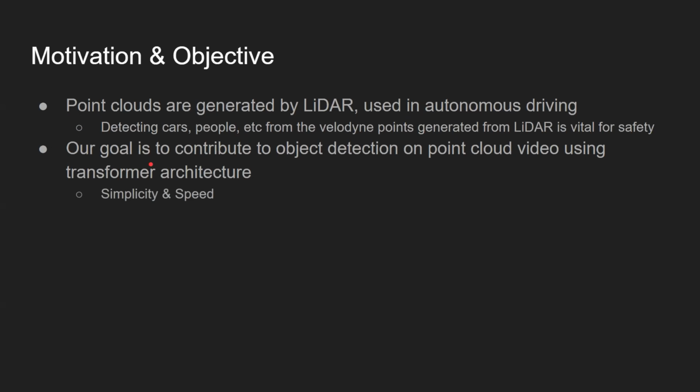The point of the transformer architecture is that we want simplicity. The transformer makes fewer assumptions about the problem at hand, and so it can use fewer hand-designed parts of the model. So it's a simpler architecture. We also want to ensure the model is still fast, at least as fast as it was without being in video, and we want to do this with a marginal trade-off in accuracy.